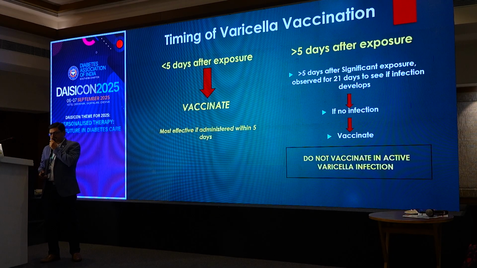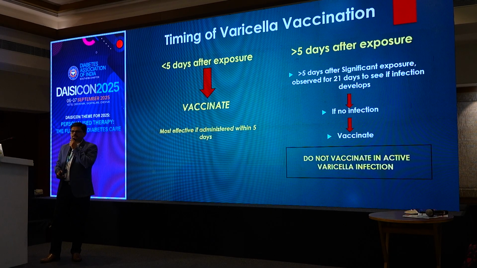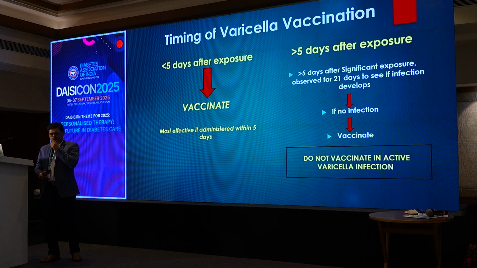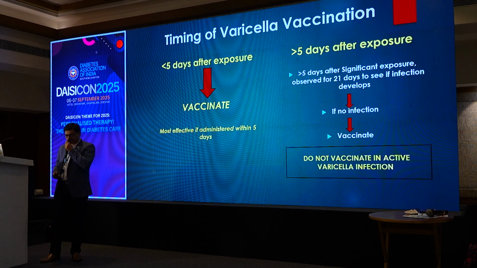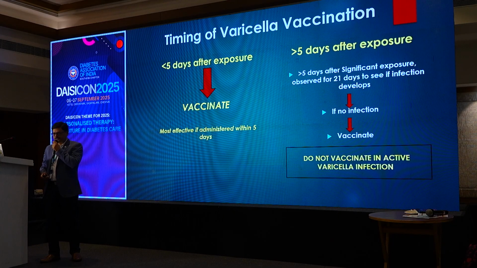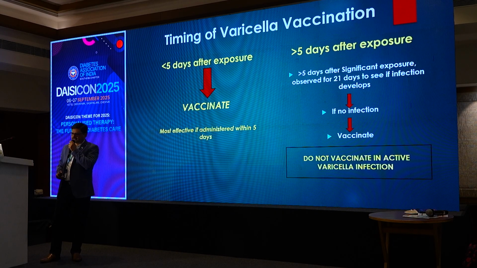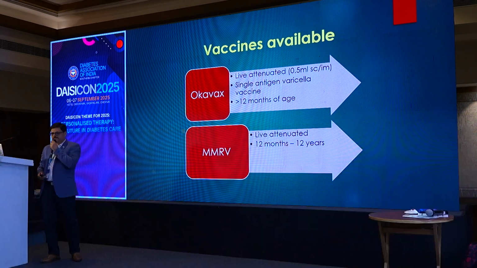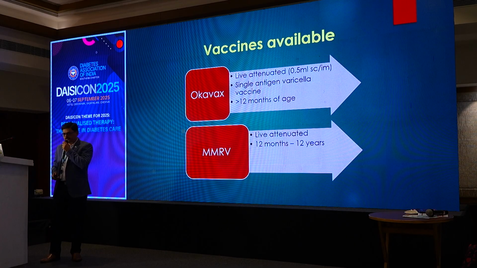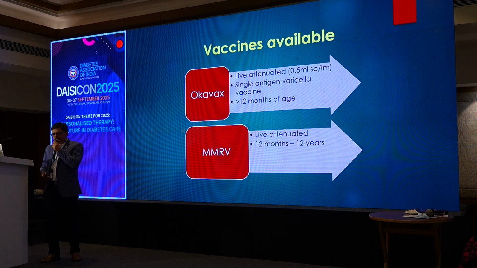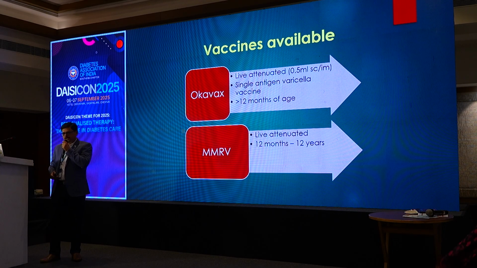Regarding the timing of varicella vaccination, if the patient presents within 5 days of exposure, we can vaccinate, and it will be effective. If it is more than 5 days after exposure, we have to wait until there is no active infection, and only then vaccinate. One important message is that we should not vaccinate during active varicella infection. The vaccines available are these two: the live attenuated single antigen varicella vaccine, and MMRV.